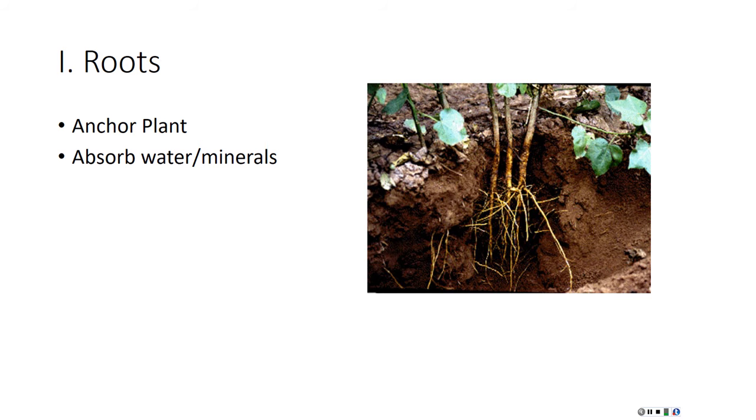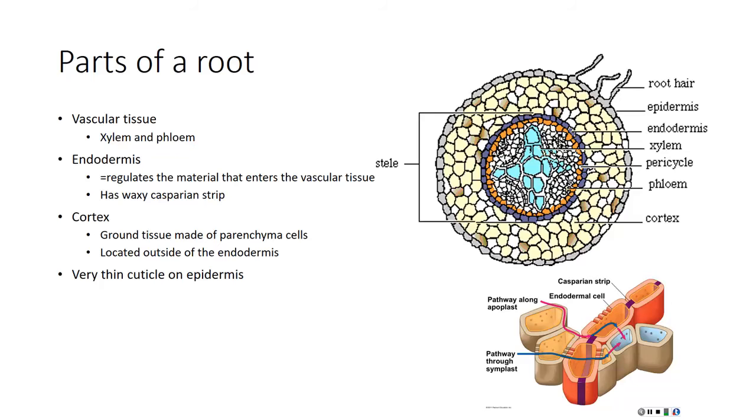So this is about different structures of the plant, such as roots and stems. Roots are to anchor the plant and also play a role of absorbing water and minerals. So let's look at the different parts of a root. We have vascular tissue, aka xylem and phloem. Xylem is what's going to conduct water, and phloem is what's going to conduct the products of photosynthesis. We also have a really important tissue, a layer of cells known as the endodermis.